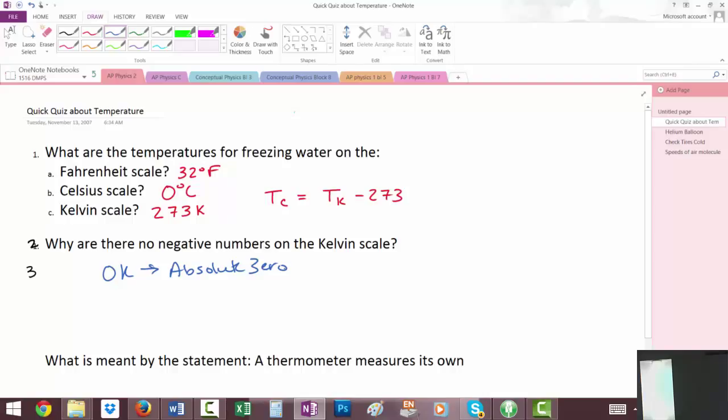So as you cool them down, what happens to that kinetic energy? It goes down. And there's a point at which the wiggling stops. That stopping point is absolute zero. You can't have negative wiggling; that doesn't make any sense. So absolute zero is as cold as anything can be.